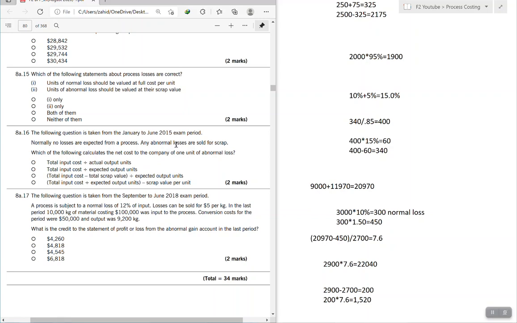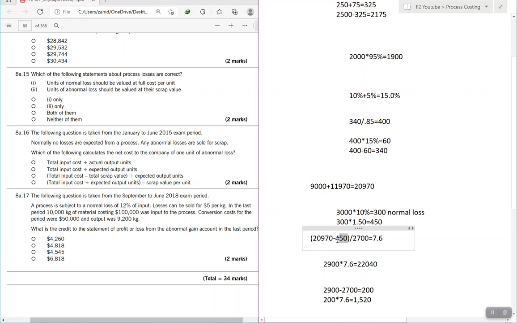Remember, even if abnormal losses are sold as scrap, we don't minus the value. We only minus the value of normal loss. So it will be total input divided by, like in this case, let's assume there wasn't any of this, and there wasn't any of losses. So we would have simply taken 20,097 divided by 2,700.